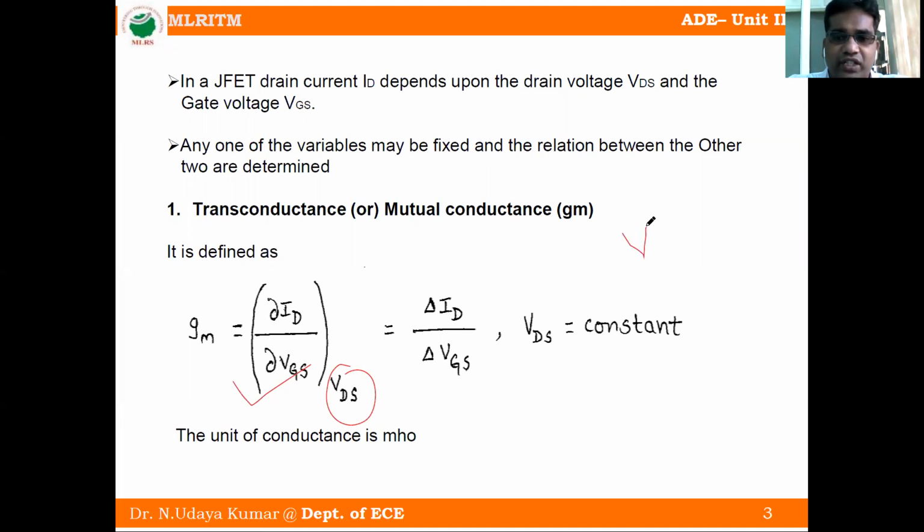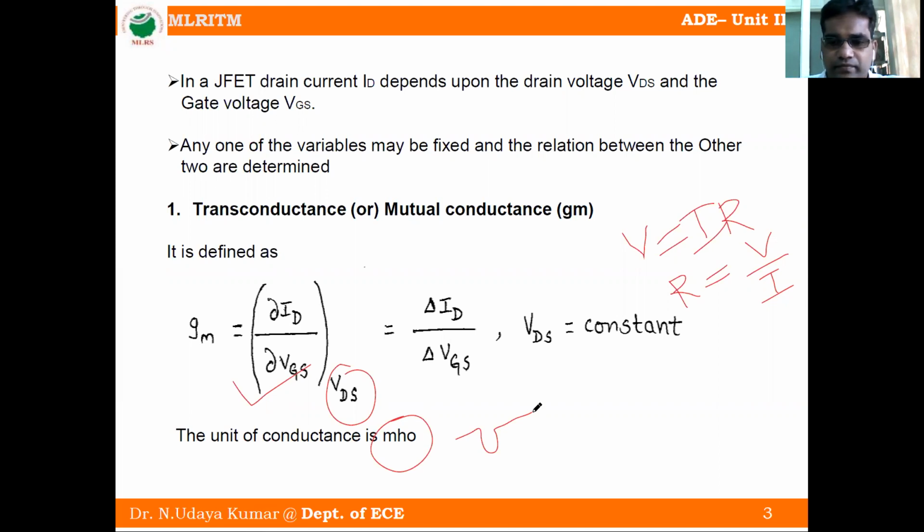We know the basic formula V is equal to IR, so R is equal to V by I. This is called resistance. The inverse of resistance we call conductance. Here we call it transconductance. The unit of transconductance is mho. The mho symbol is like this. Okay.